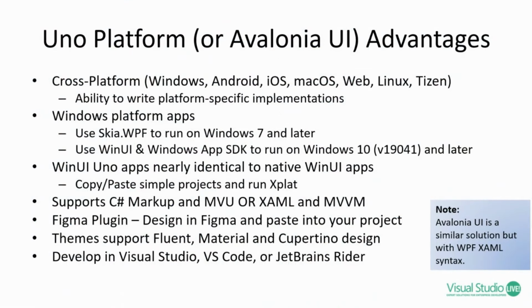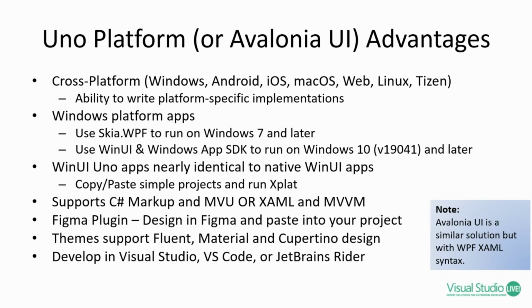Okay, UNO platform or Avalonia. So the advantages of some of these third-party solutions like UNO or Avalonia: you get all the MAUI platforms plus Linux plus WebAssembly. With UNO, you can even use Skia WPF to run on older platforms like Windows 7. So if you're only targeting Windows 10 or later, you'll want to choose the WinUI option for your Windows support.